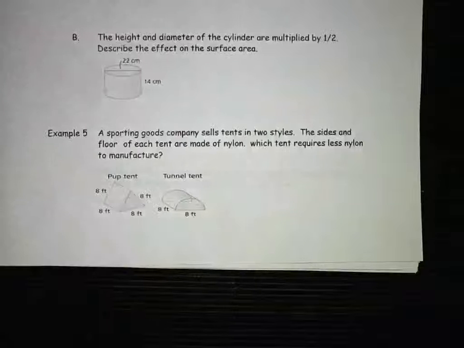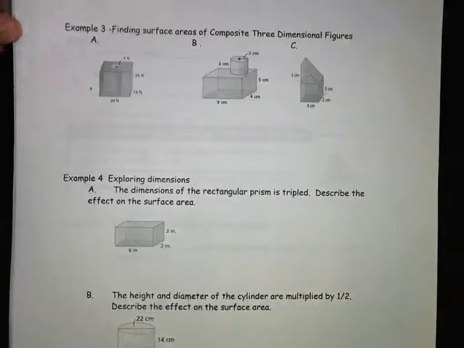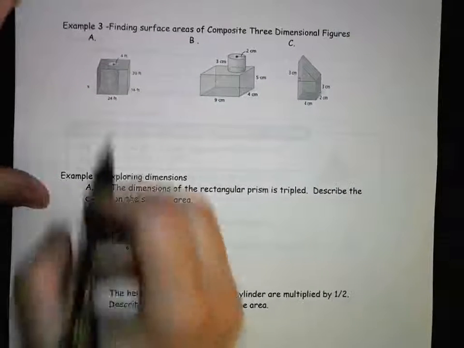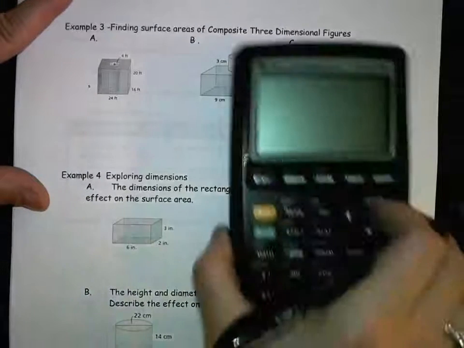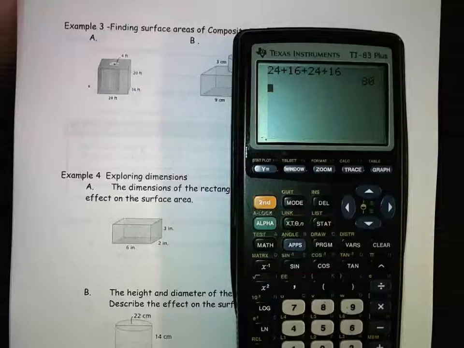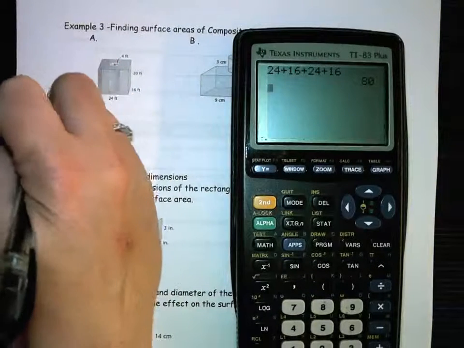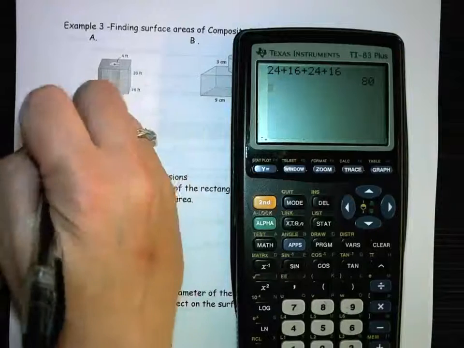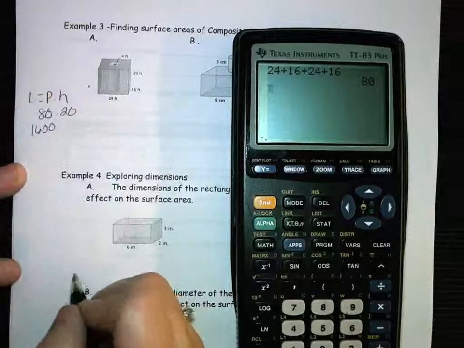And we have one more page here. Finding the surface area of composite three-dimensional figures. So if we find the total surface area of this one, we will have perimeter, which is 24 plus 16 plus 24 plus 16. So our perimeter is 80 and the height is 20. So lateral area is 1600.